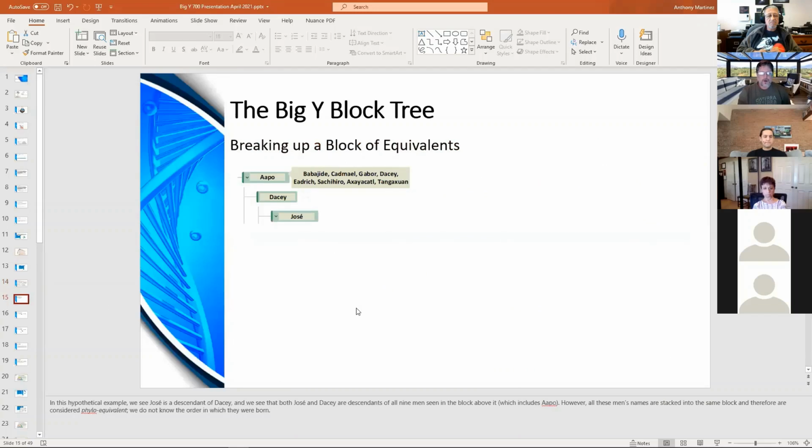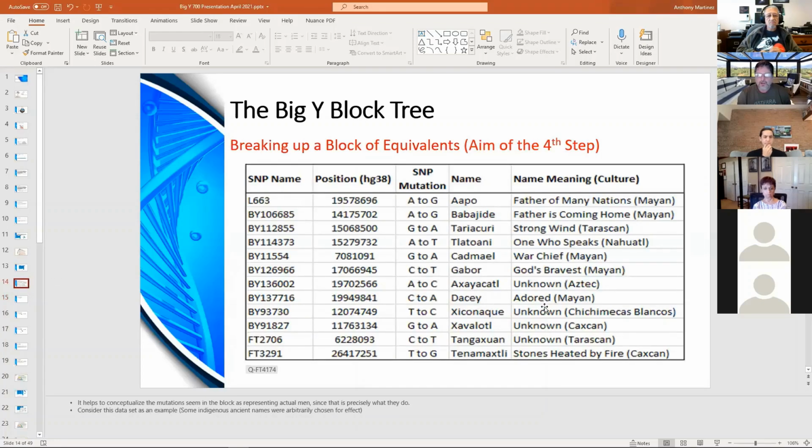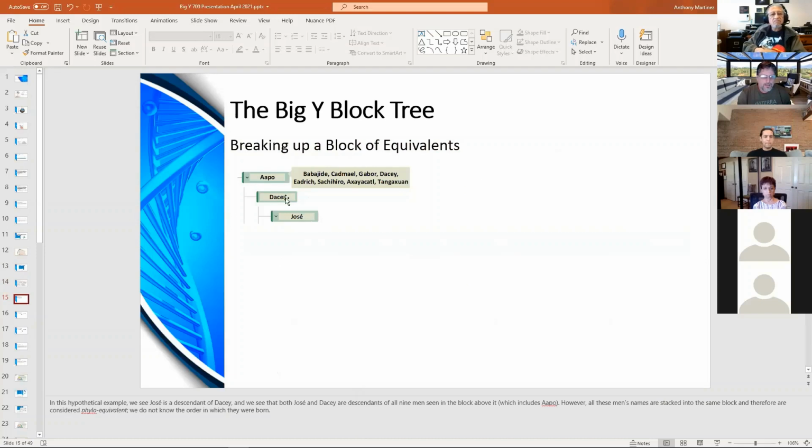All right, so here's kind of how breaking a block of equivalence looks. So let's say in this hypothetical example, we have Jose, who's a descendant of Daisy. Daisy, what did Daisy mean? I had some fun here. It means adored in Mayan, right? So some Mayan guy. And so Jose is the son of Daisy, and both Jose and Daisy are descendants of this man and all of these men, right? Because they're all on a block of equivalence.